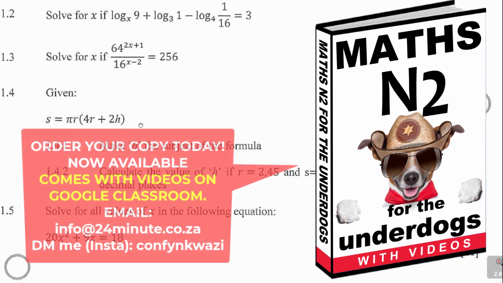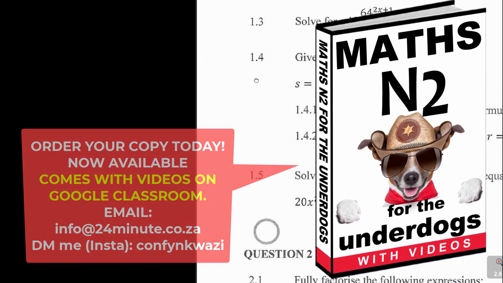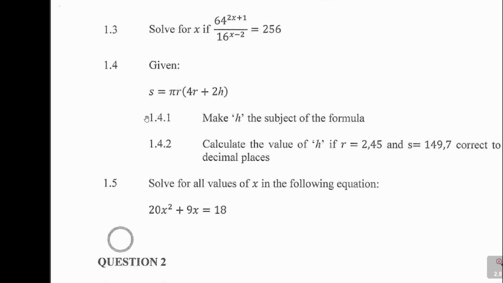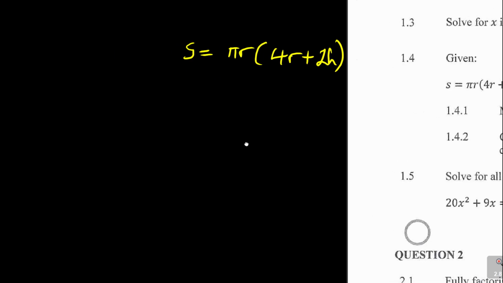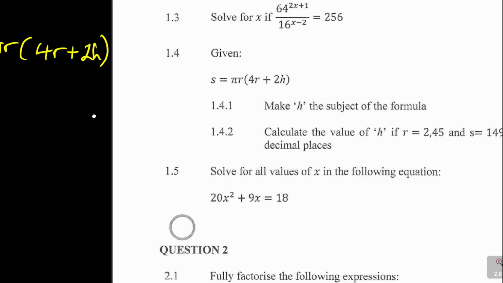All this was basic in a way. There wasn't much of algebraic new things, but it was basic. 1.4 is 3 marks. Given this, 1.4.1, make h the subject of the formula. So this is about the subject of the formula. Also not complicated. You have given s is equal to pi r, and then you have got 4r plus 2h. Seeing that, now what they're saying is you need to make h the subject of the formula.